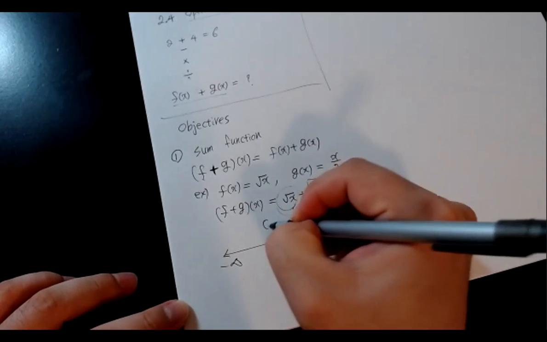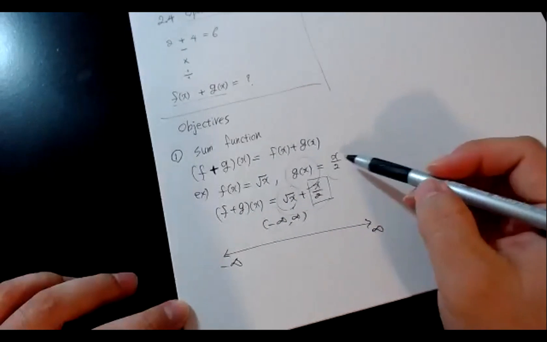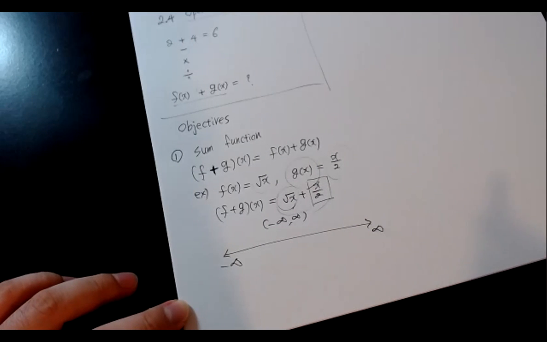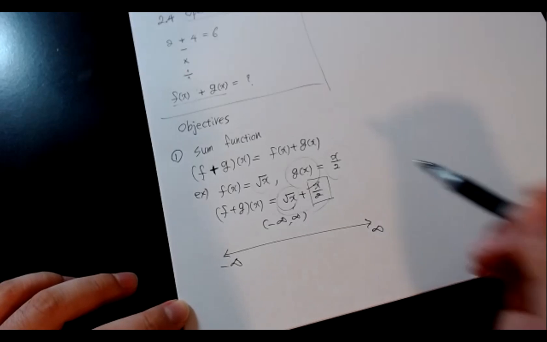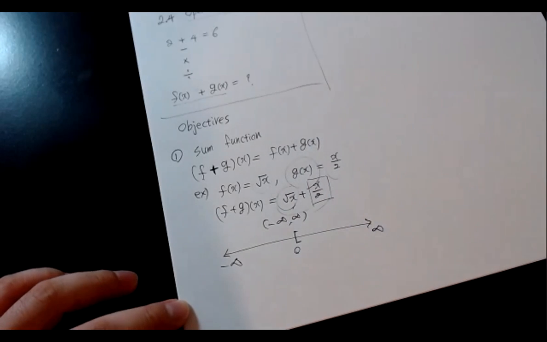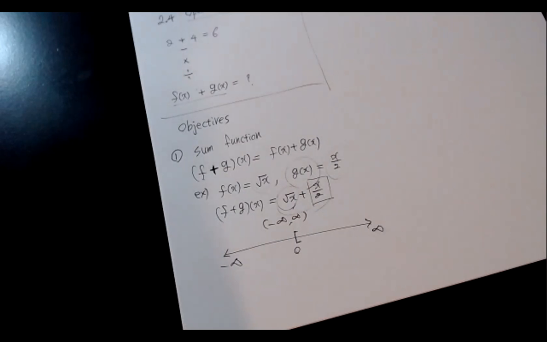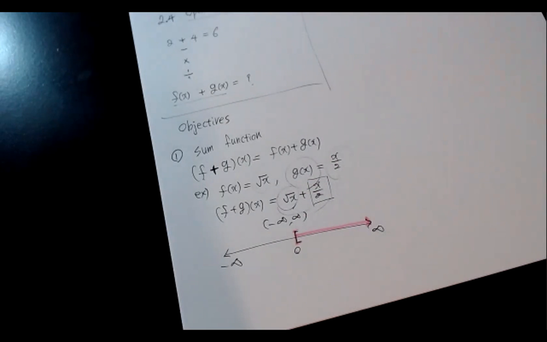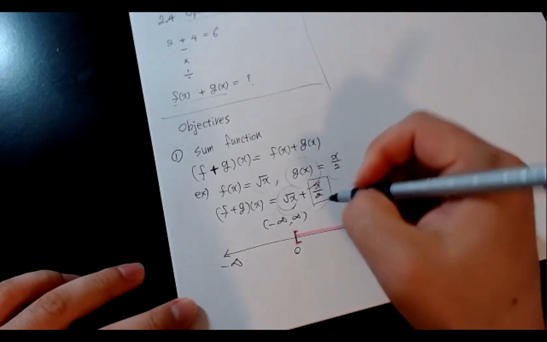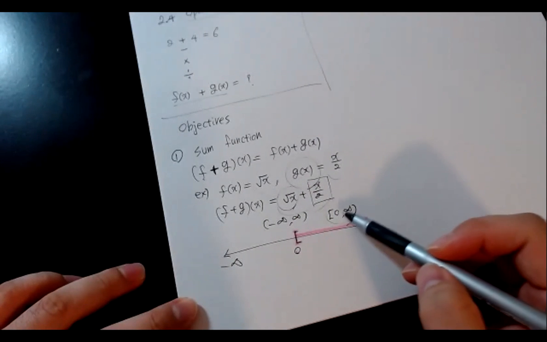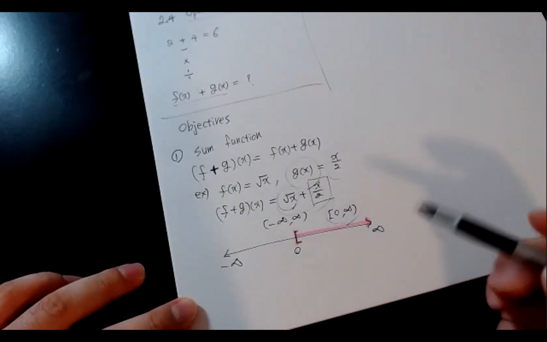Negative infinity to infinity is the domain of g of x, right? Because x over 2 is nothing but 1/2 times x, which is a polynomial. So please keep in mind this: the domain of any polynomial function is negative infinity to infinity. But the domain of square root of x is 0 to infinity. So what's the intersection of the two? 0 to infinity, right? Because 0 to infinity belongs to negative infinity to infinity.